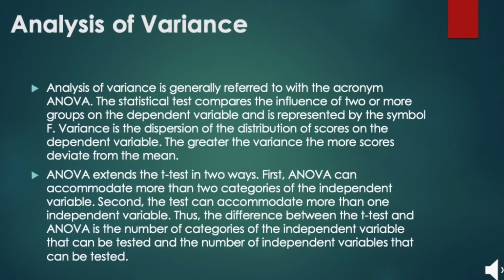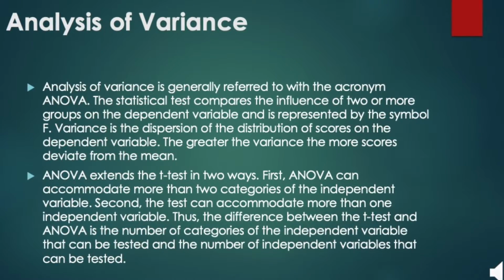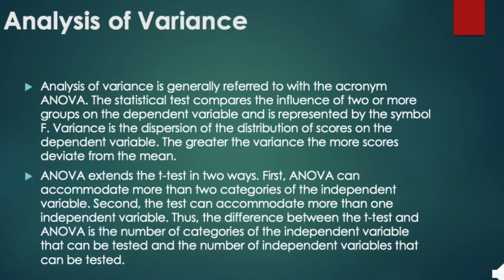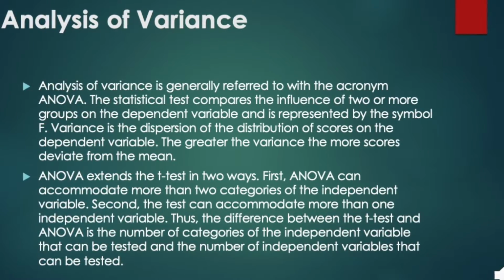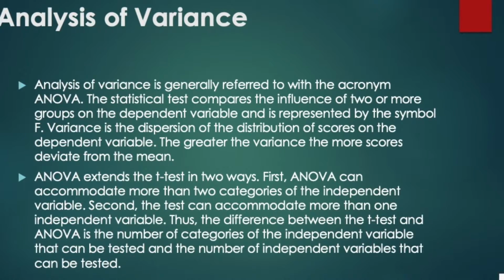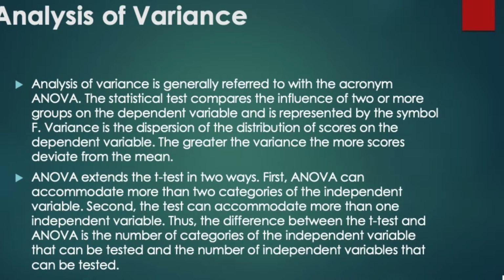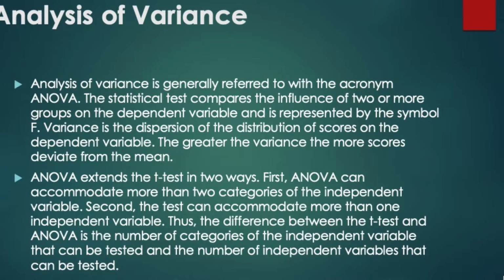ANOVA extends the t-test in two ways. First, it can accommodate more than two categories of the independent variable. Second, the test can accommodate more than one independent variable. Thus, the difference between the t-test and ANOVA is the number of categories of the independent variable that can be tested and the number of independent variables that can be tested.